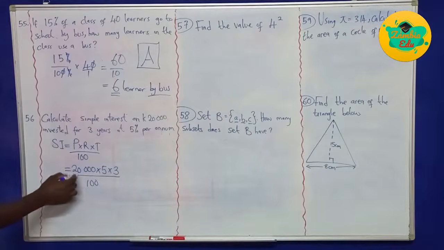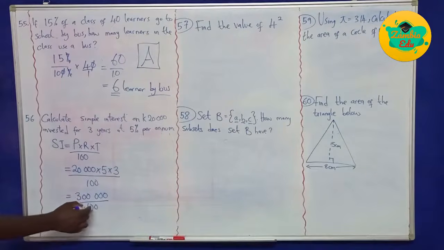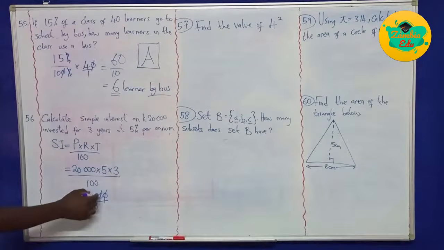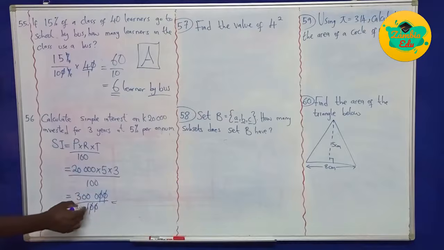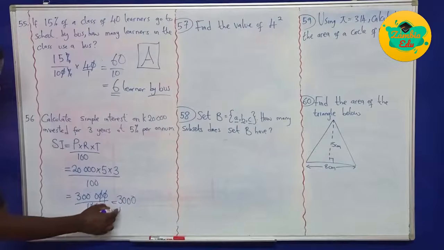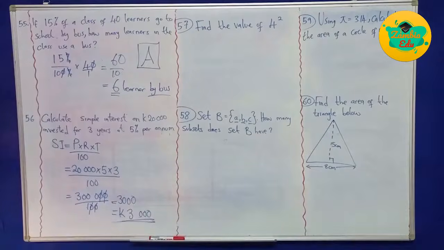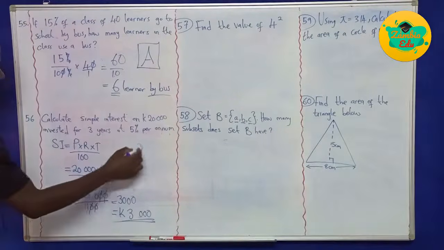100. 20 times 5 is 100, and 100,000 times 3, we're talking about 300,000 over 100. So you can cancel the zeros there, and we have 1 into 3,000, remaining 3,000. So we're talking about 3,000 kwacha as interest accumulated. So 3,000 kwacha was the interest accumulated, and that came as option B.